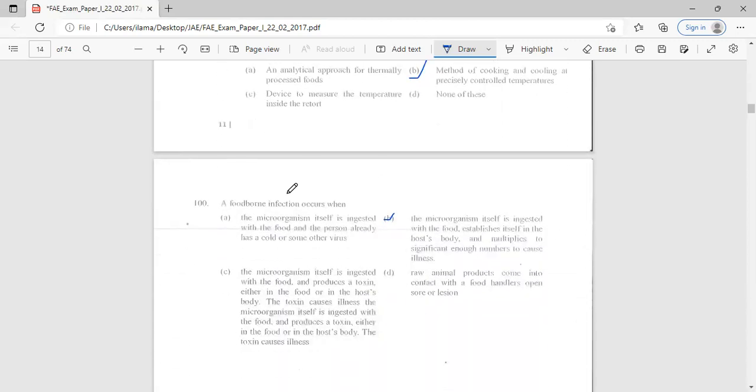Next one, foodborne infection occurs when the microorganisms themselves are ingested with the food, establish themselves in the host body, and multiply to significant enough numbers to cause illness. And here with these 50 questions, I am completing the third FSSI phase 1, 100 questions.